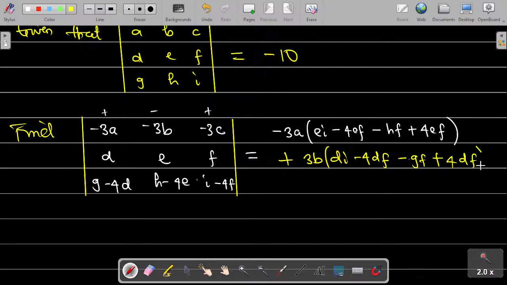Okay, close that bracket. Then we now have minus 3c. Okay, because plus minus is minus, minus 3c into, of course you cancel here and here, so this will multiply this to give you df. We have df there, sorry, dh, not f, so dh. So we have dh here, and then this will multiply minus 4e.